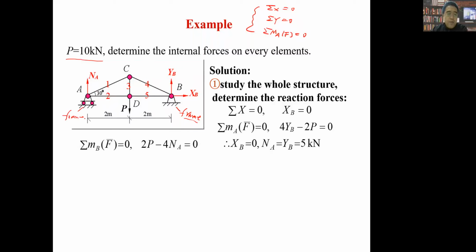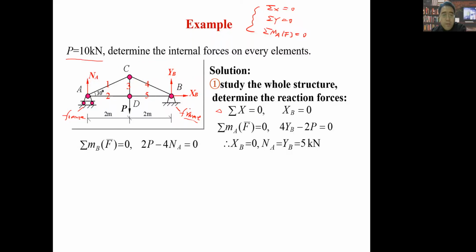But when we remove all the constraints, we should use some reaction forces accordingly to act on this structure, right? So after we give this force analysis, we can give this first equation. We have sigma x equals 0. You can see from this whole picture, there is only XB along the x direction.